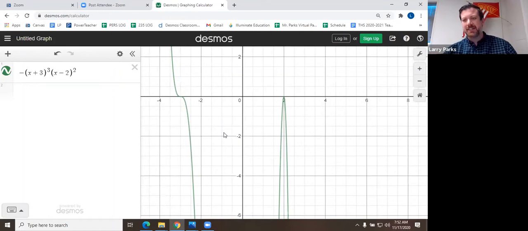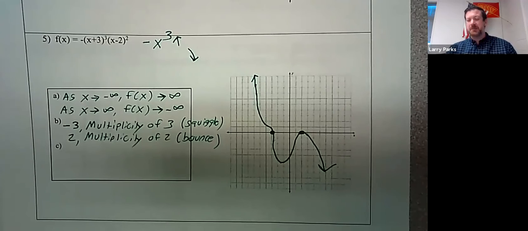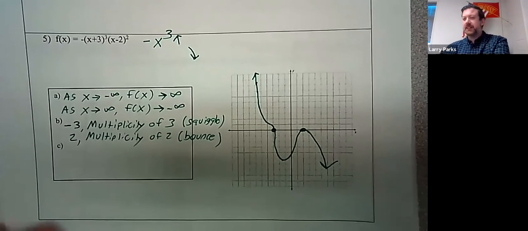Okay, so we're not graphing perfectly, but it does open up on the left. It does open down on the right. And it does a squiggle there, and it does a bounce there. That's good enough for me. So if you look at what we did, mine looks a little bit different, but it has the same types of behavior. All right, let's try another one.